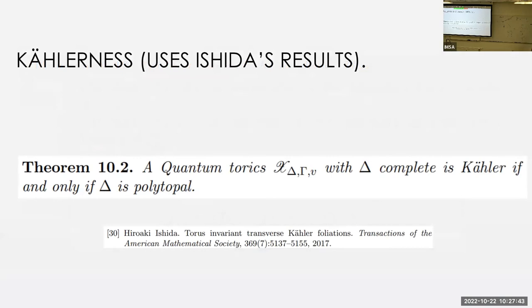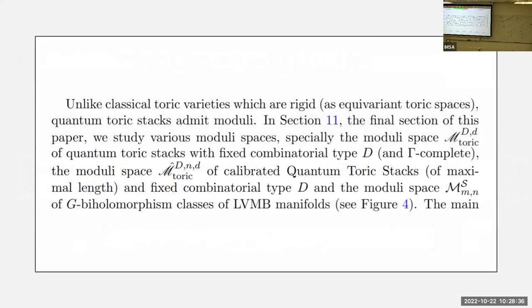Okay, and now one can use the results of Hiroaki Ishida, almost verbatim. One has to do a bit of translation of language, but not of content. He studies torus invariant foliations. And so a quantum toric variety with complete fan delta is scalar if and only if delta is positive. Delta is a quantum fan, not a function of the quantum point, so it could be an irrational polytope. As you would expect. Nice story. So we can characterize scalarness from the fan.